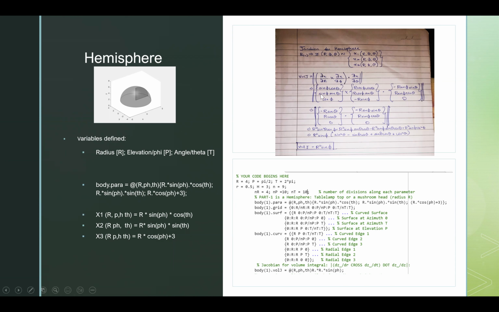So in the above screenshot, you can see that I've calculated the Jacobian for the hemisphere, which is basically obtained by taking the cross product of the differentials of the first two variables and then taking the dot product with respect to the differential of the third. And it comes out to be r square sine phi, which I've used over here to calculate the volume for the hemisphere, which you could see in the last slide of this video.